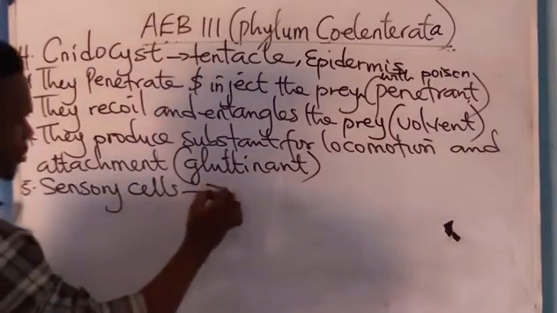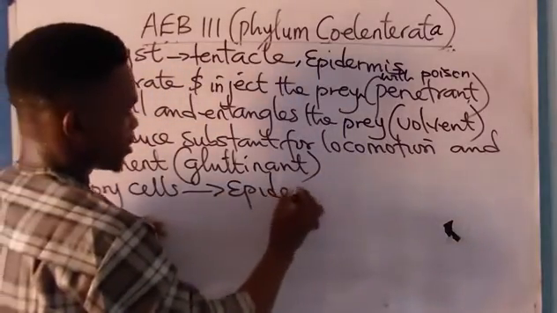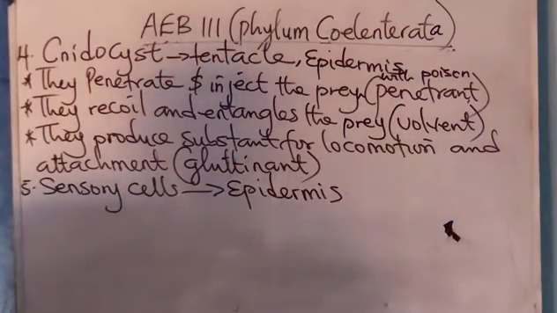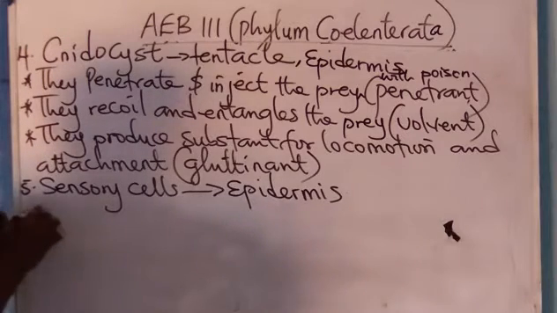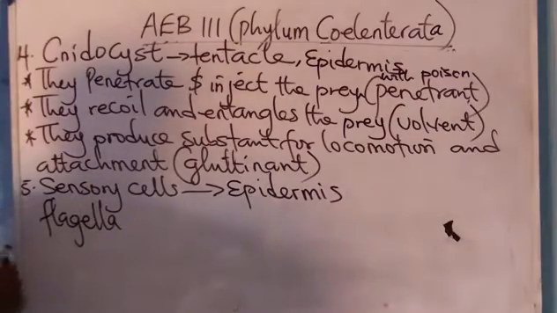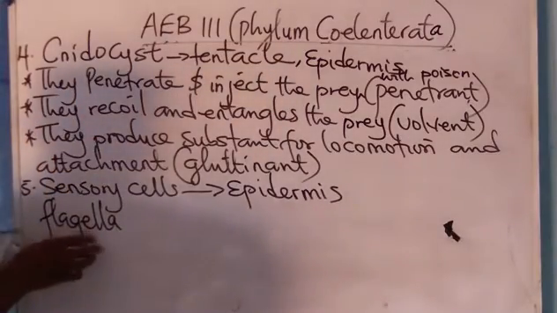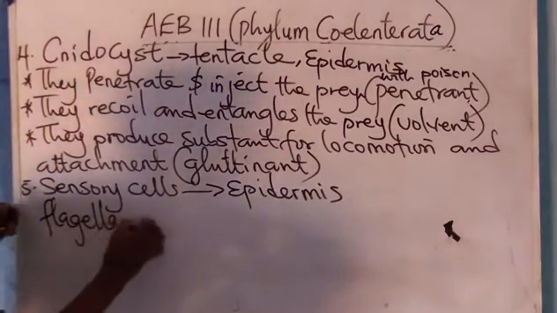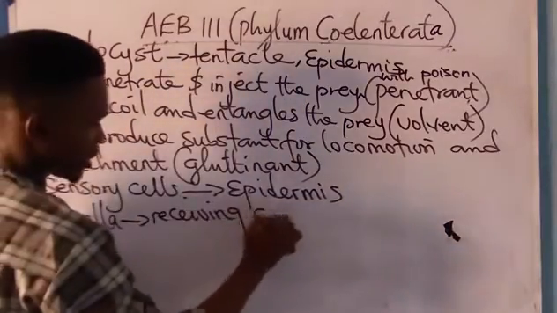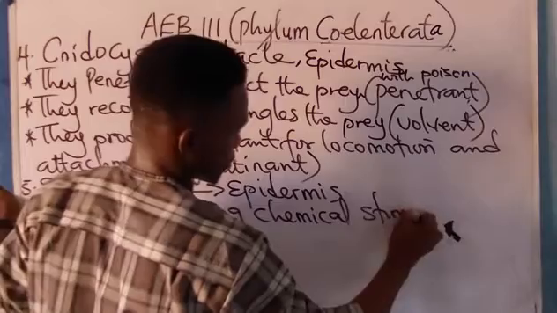The sensory cells are distributed all over the epidermis. Now these sensory cells possess flagella. These sensory cells possess 2 ends. One end has the flagella. The flagella is responsible for receiving chemical stimulus.